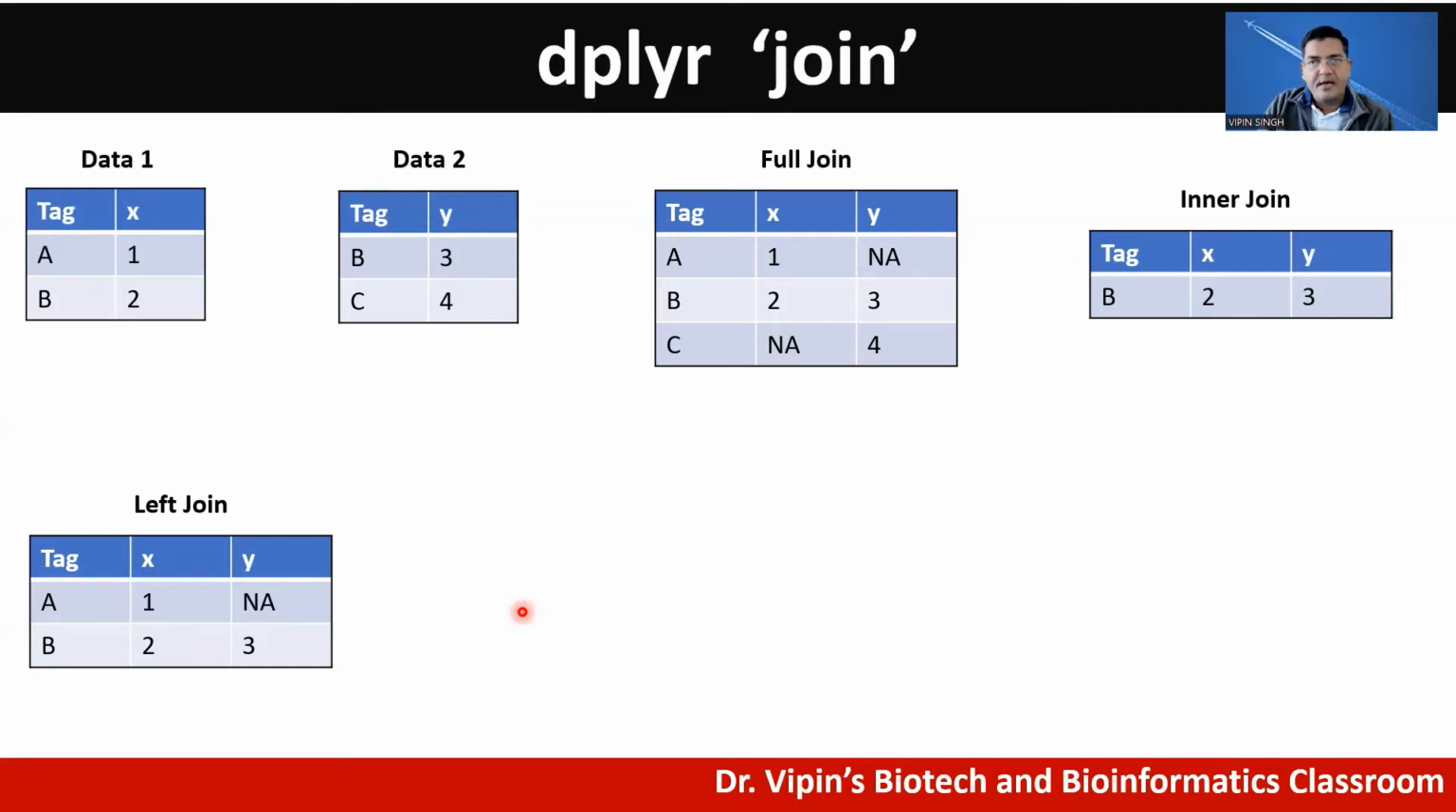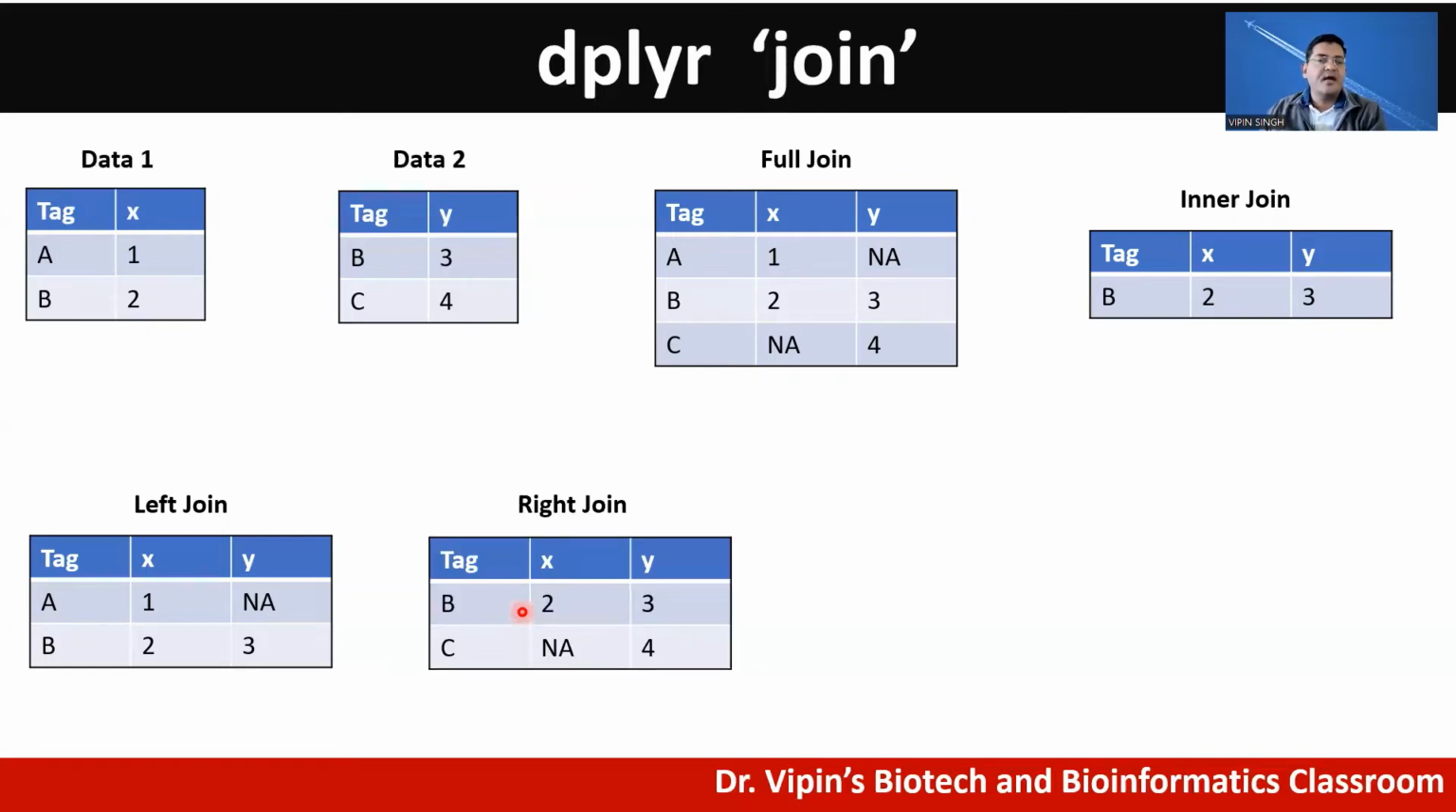Likewise, you also have a right join. And as is understood, in the right join, the dataset 2 tags become your reference, and corresponding values in dataset 1 and dataset 2 are combined together. And again, in case there is no corresponding value to a tag in dataset 1, the value is replaced by NA. So this is your right join. And in this case, again, you have the tags for dataset 2, B and C. C is not found in dataset 1. So in that case, you have an NA value here. Otherwise, the corresponding values are given.